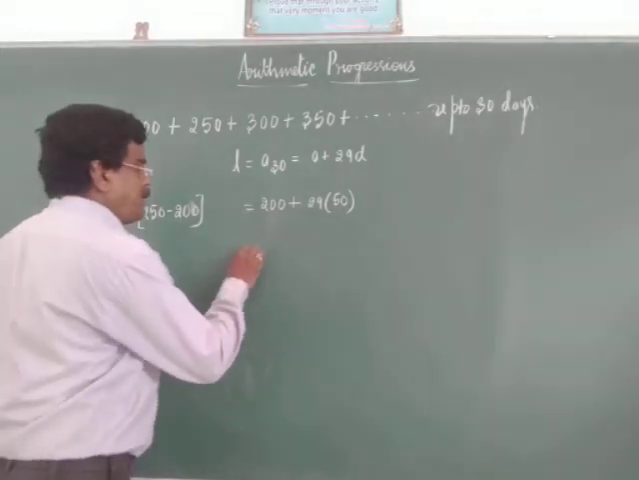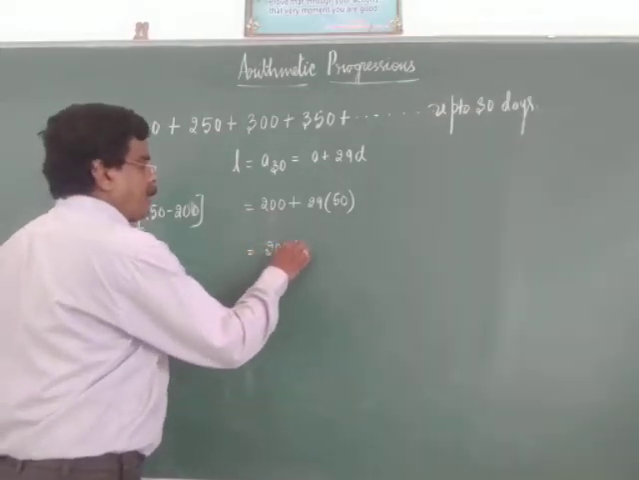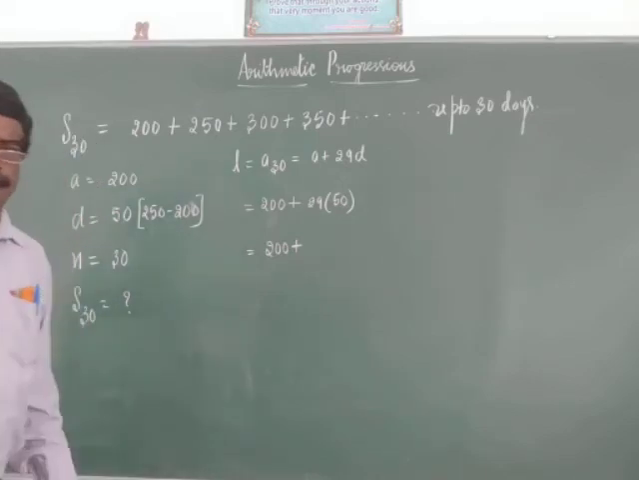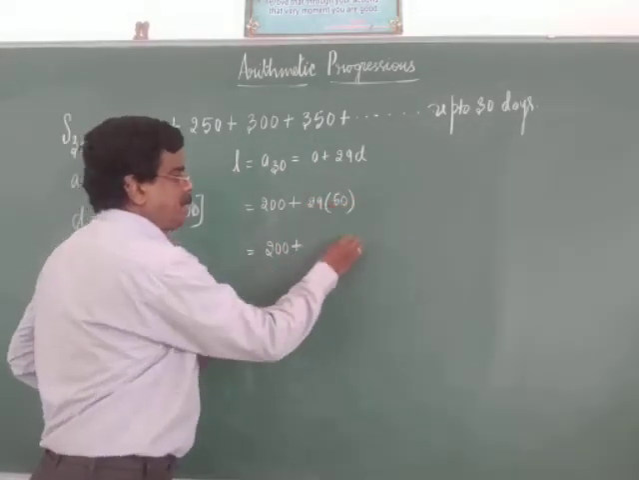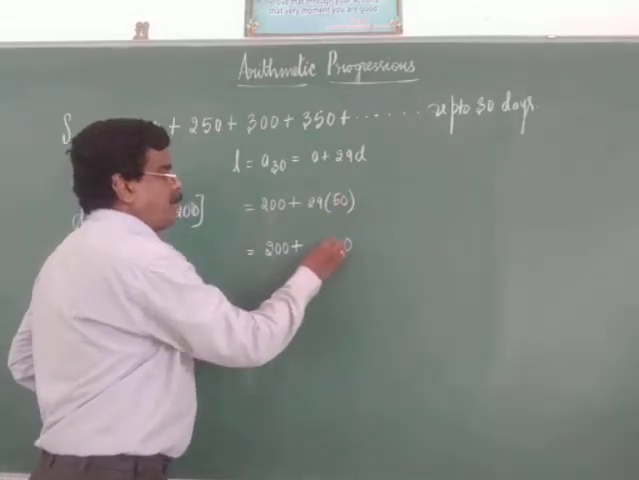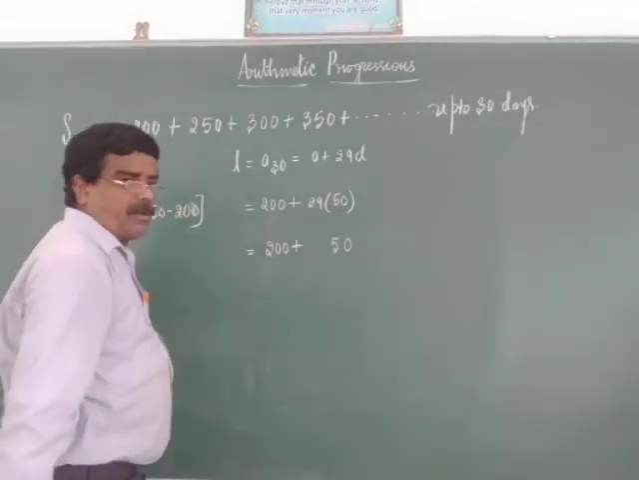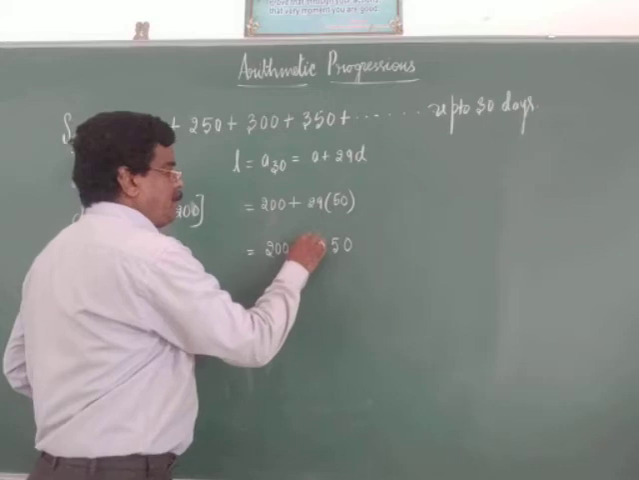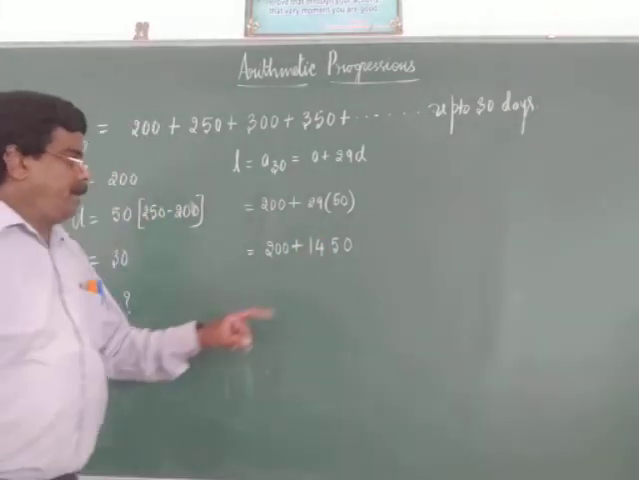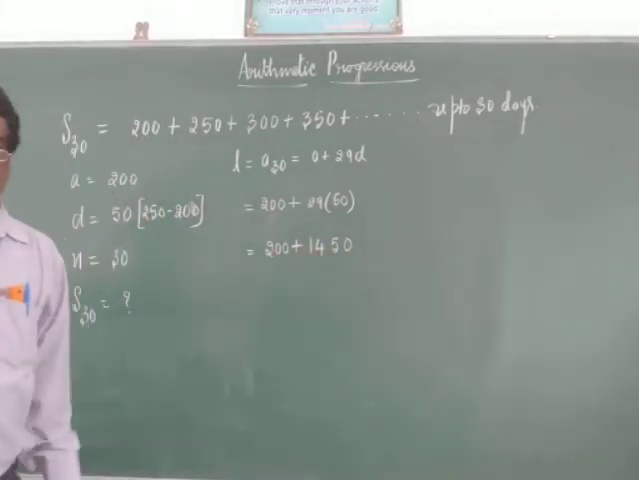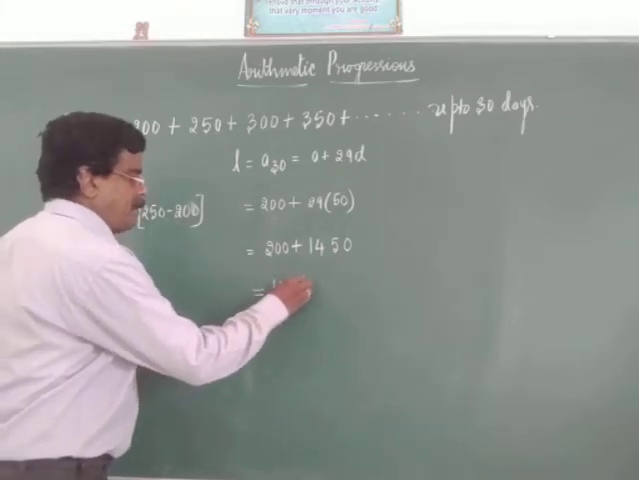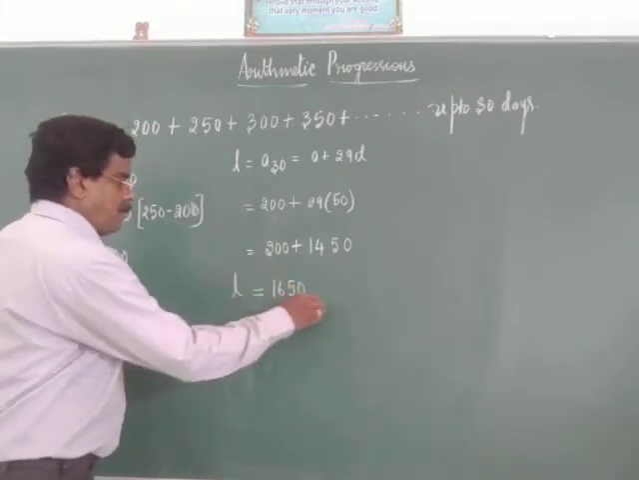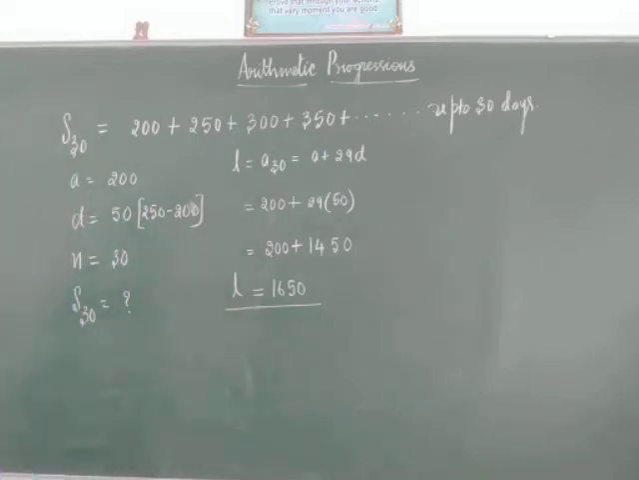So children, next it is the operating part. You must operate and get the answer. For example, 50 into 29. Hold this 0 as it is. 5 9s are 45, 4 carry. 5 twos are 10, 10 plus 4, 14. It is 14, 14 plus 200, which is nothing but 1650. This is what? The last term, or l.